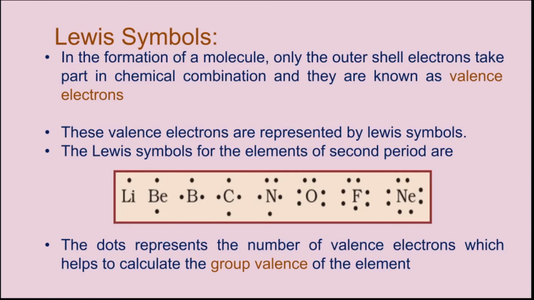The Lewis symbols for the elements of second period are: lithium having 1 valence electron, beryllium has 2 valence electrons, boron has 3, carbon has 4, nitrogen has 5, oxygen has 6, fluorine has 7 valence electrons, and in case of neon there are 8 electrons around it. The dots represent the number of valence electrons, which help to calculate the group valency of the element.